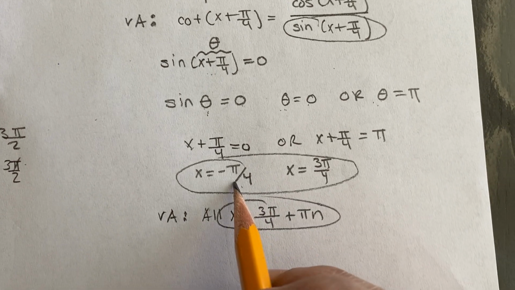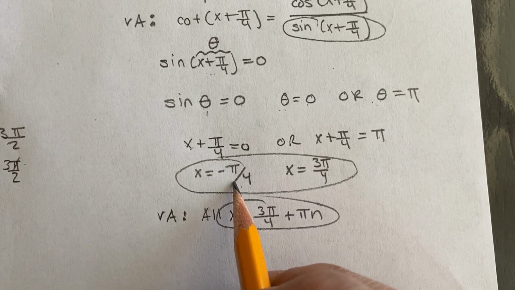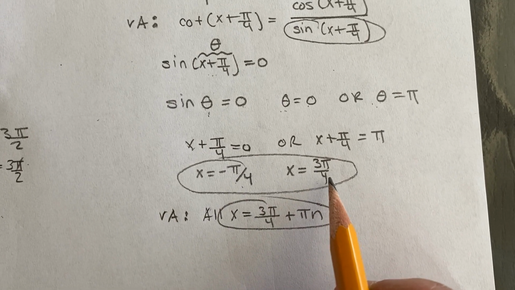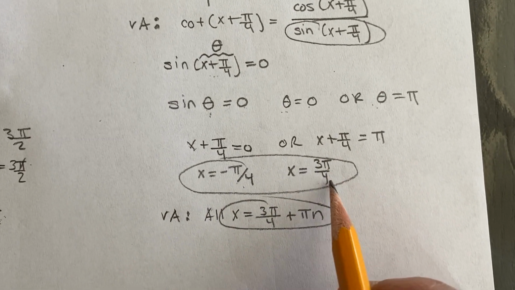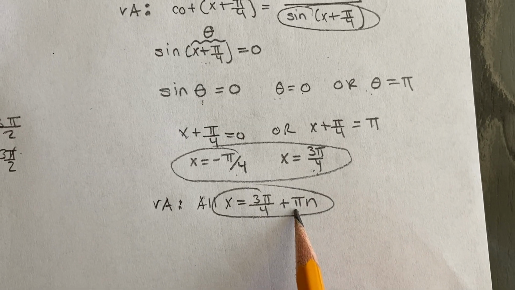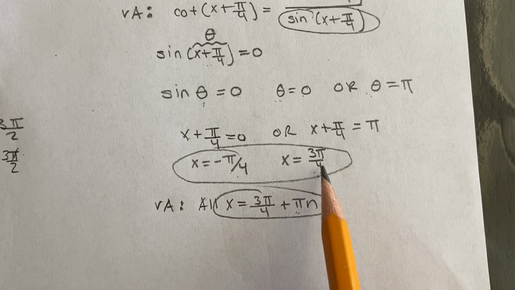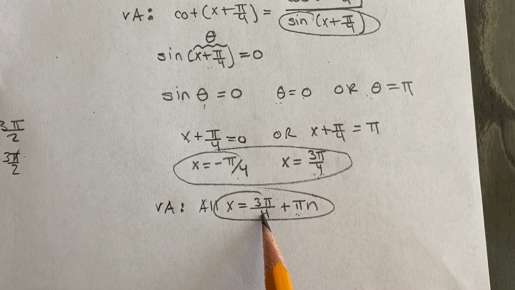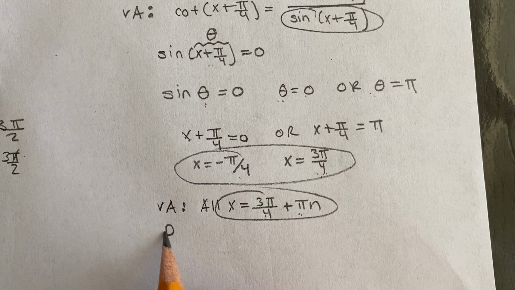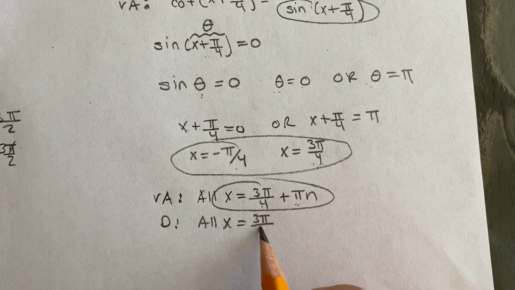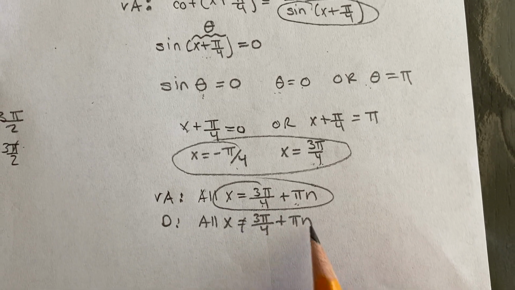So on a quiz or test, if you wrote negative pi over 4 plus pi n, that's not wrong. But just by convention, the way they write it is to write the first least positive, in this case 3 pi over 4. So how'd you get this number? This number is the period. Why is it 3 pi over 4? It's just by convention. If you write negative pi over 4 plus pi n, it's not wrong. Okay, so you can state the domain while you're at it. All x cannot equal 3 pi over 4 plus pi n.